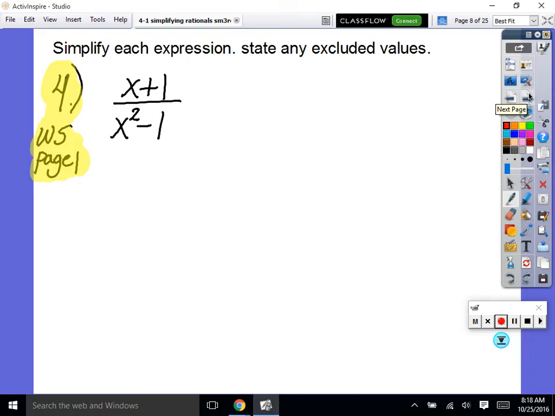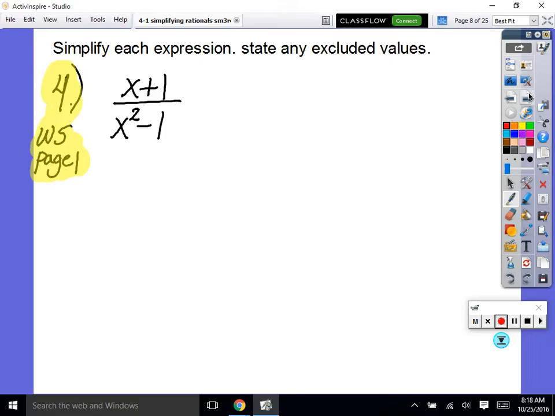Okay, let's do this one. Number 4. It says simplify each expression, state any excluded values. So you have to make sure you don't do something weird here and go, oh, x over x divides out and 1 over 1. Isn't there an addition and subtraction? This is not properties of exponents then. You can't just start dividing out things. You have to have exact factors because there's an addition sign and subtraction sign.